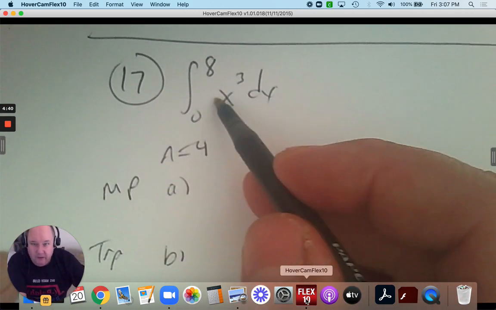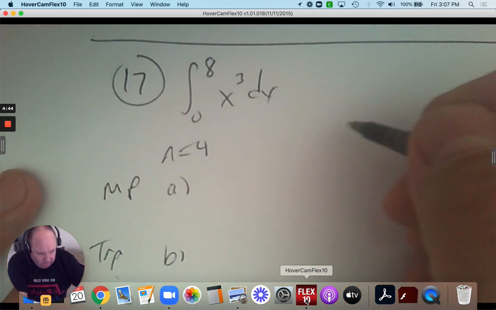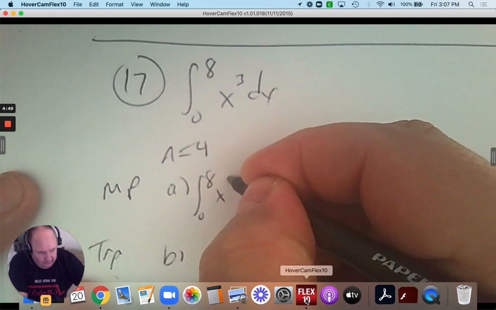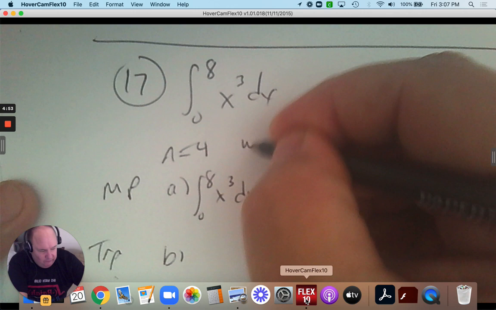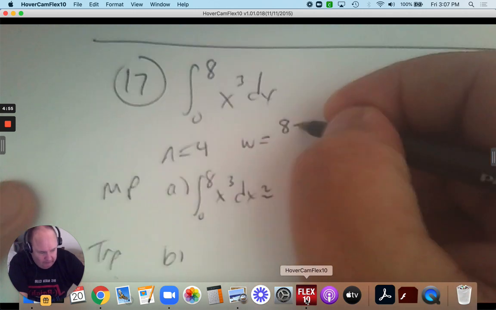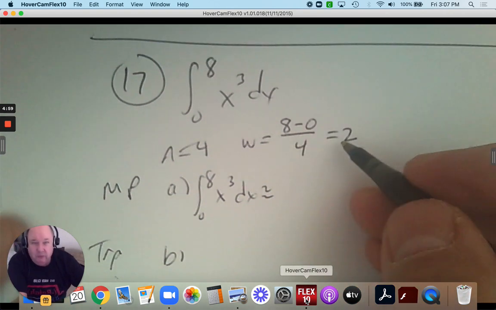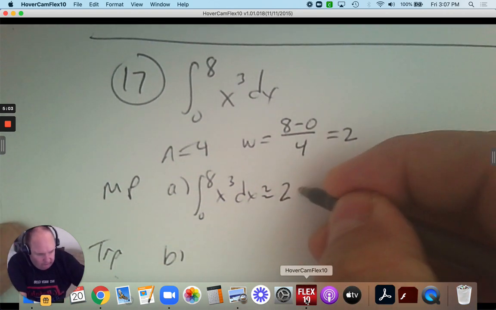So I'm integrating this, doing a midpoint Riemann sum and a trapezoidal rule. Both of them would start the same way. So I'm going to write down what I'm doing to begin with. And then I have to find the width by going the top limit, subtract the bottom limit, divided by 4. So each rectangle and each trapezoid has a width of 2. So that's how it starts.